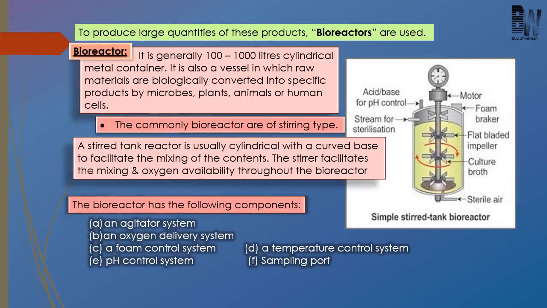This bioreactor is a cylindrical container of 100 to 1000 liters where raw material can be converted into a specific product. The most commonly used bioreactor is the stirring tank. This stirring tank is a cylindrical container with a curved base which helps facilitate the mixing of the content. Here raw material will be converted into a specific product. This stirring tank also has different systems like agitator system, foam control system, oxygen delivery system, temperature control system, pH control system, and sampling port. These are the characteristics of a bioreactor.